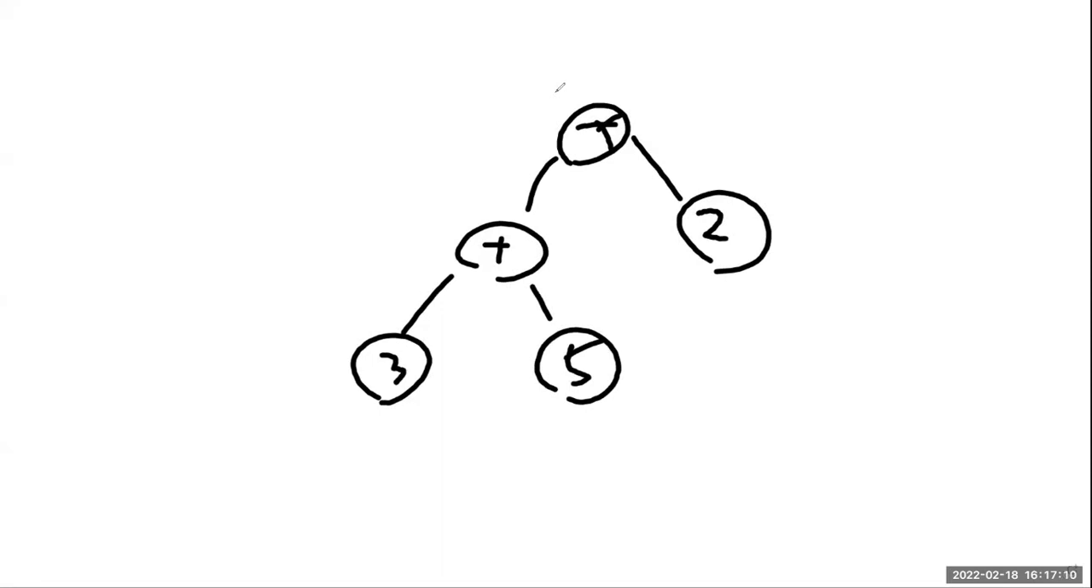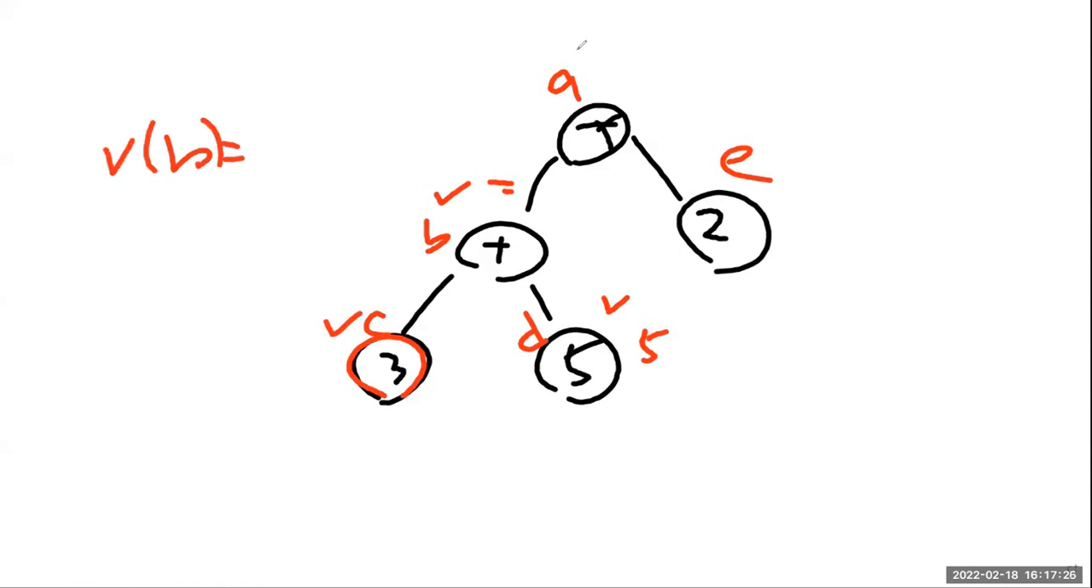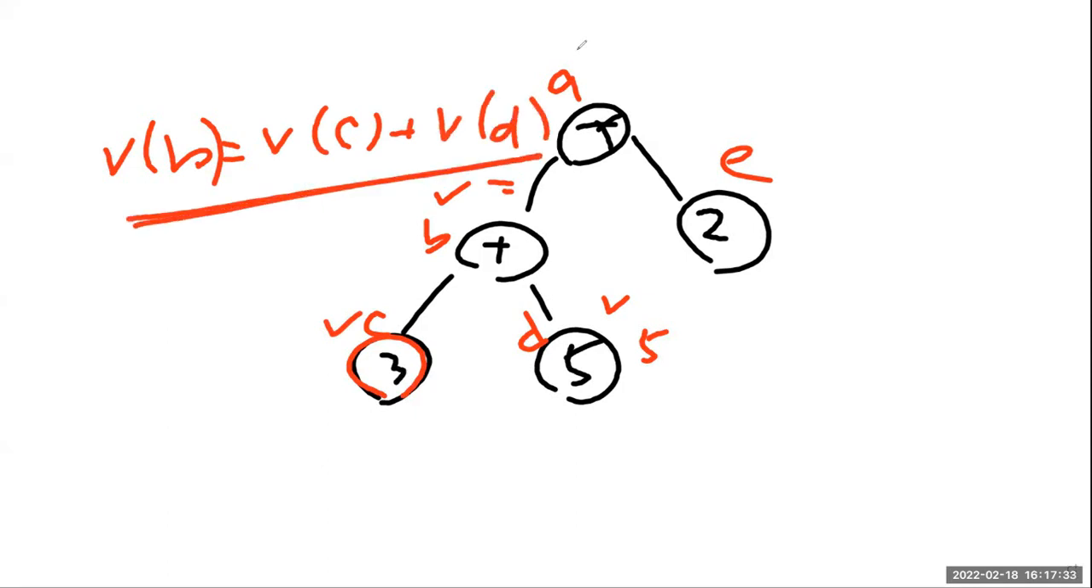Then the value of this node will be 3. The value of this node will be 5. These are nodes A, B, C, D, and E. So the value of the B node will be the value of the C node plus the value of the D node. And this equation, we call it the action that you would take on the B node. So creating such a scheme and decorating the tree, we call it attribute grammar.